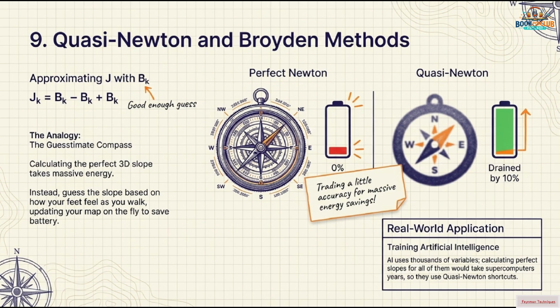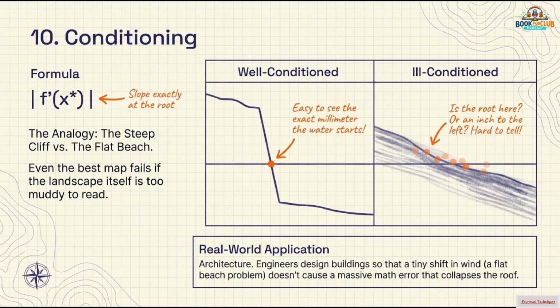Okay, so we've hacked the compass. We have an amazing tool belt. But slide 11 brings up a terrifying thought. What if the problem isn't the tools? What if the problem is the mountain itself? This is a concept called conditioning. It addresses the fundamental nature of the landscape. And the formula here looks at the absolute value of the derivative at the root. But the analogy for the 12-year-old is the difference between the steep cliff and the flat beach.